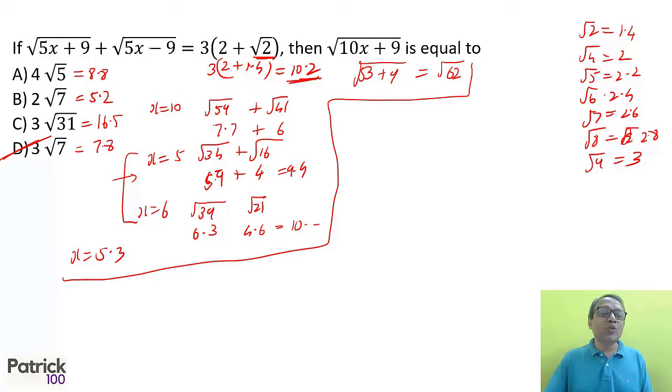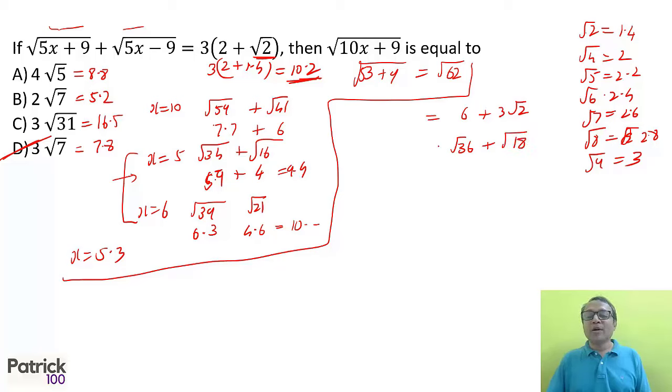I have two square roots on the left hand side. If I want to compare with the right hand side, I need the right hand side also as two square roots. What is the right hand side? 6 plus 3 root 2. 6 is root of 36, and 3 goes inside, so it becomes root of 18.